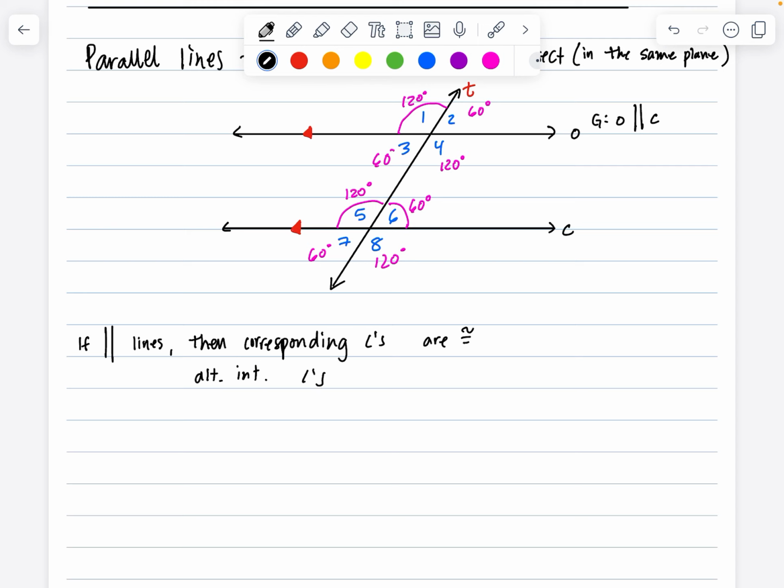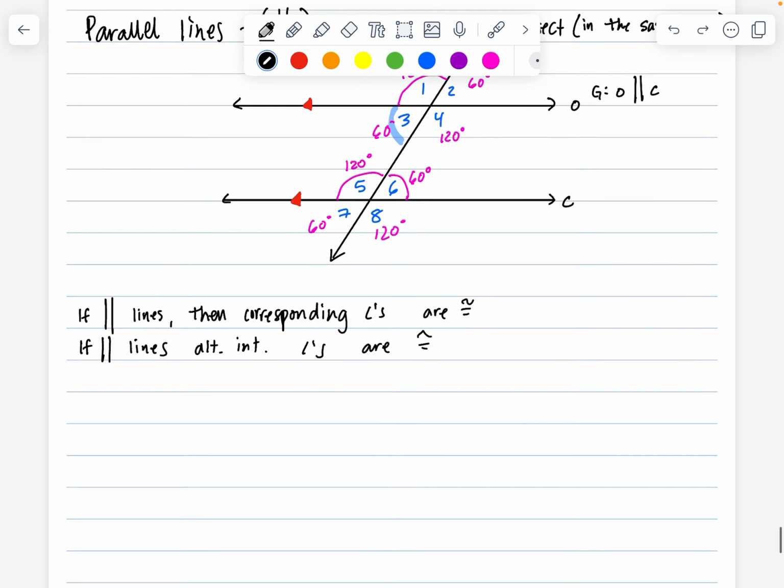Well, alternate interior angles would include 3 and 6. Alternate interior, opposite sides of the transversal, inside of our non-transversal lines, those are also congruent. So we could say alternate interior angles are congruent if we have parallel lines, that is. So this is the kicker. This is our if. If parallel lines are given, which it is, then alternate interior angles are also congruent.